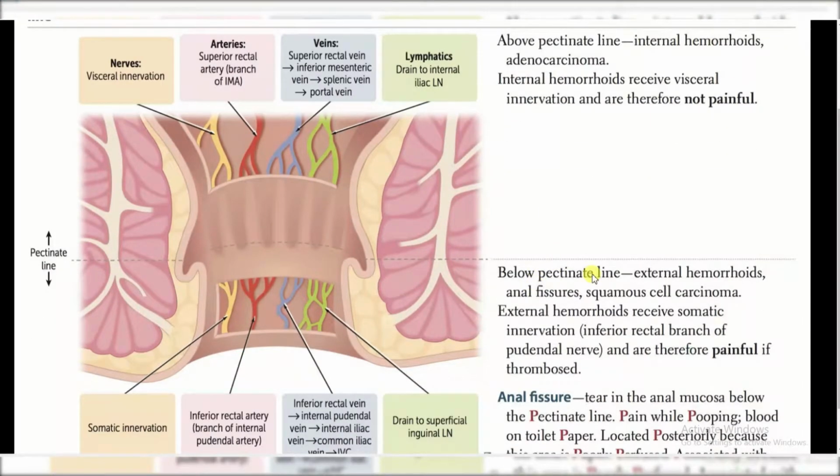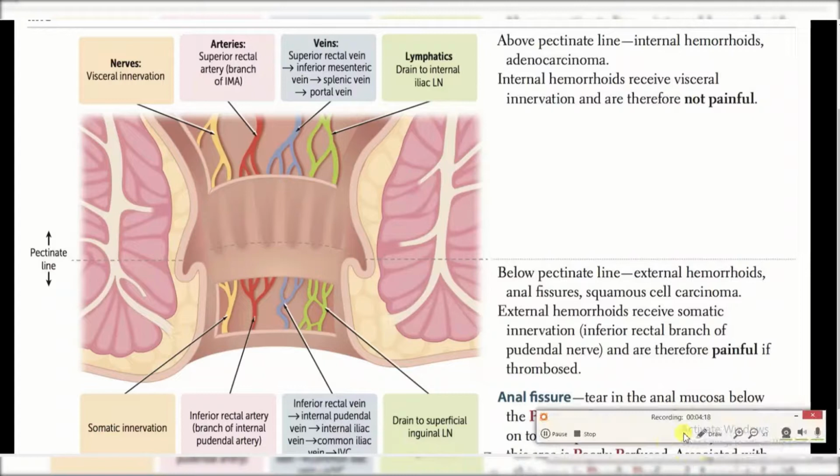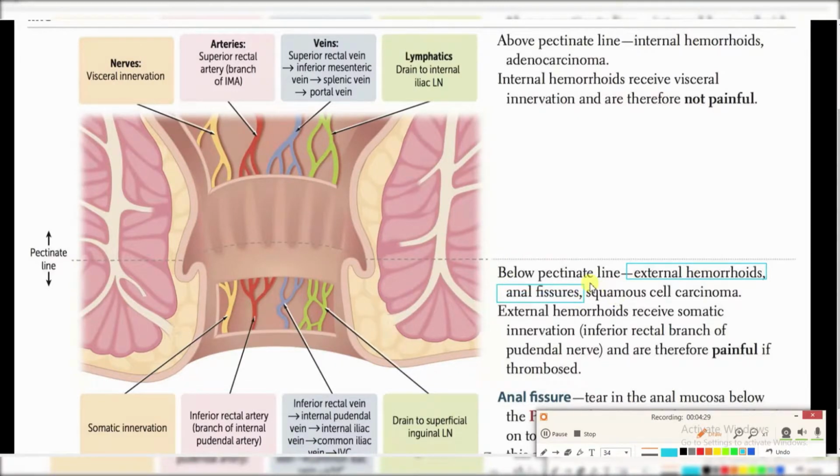Below the pectinate line, there are external hemorrhoids, next anal fissures, and squamous cell carcinoma. So I'm going to mention that here. Below the pectinate line, we will see the external hemorrhoids, the anal fissures, and squamous cell carcinoma, right? So these three things we will see below the pectinate line.